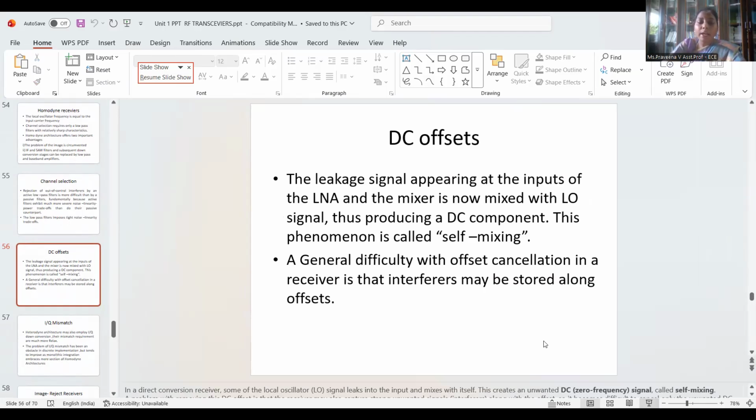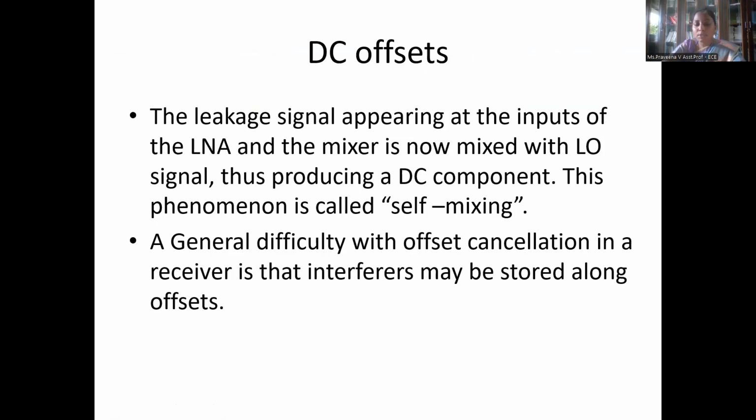So in a direct conversion receiver, some of the local oscillator signal leaks into the input and mixes with itself. So it is called self-mixing. I've already told that, right?